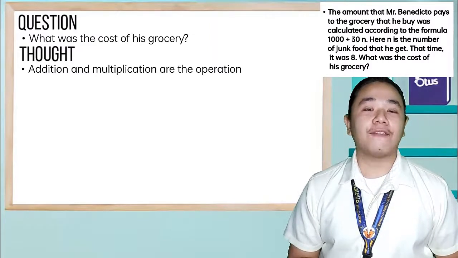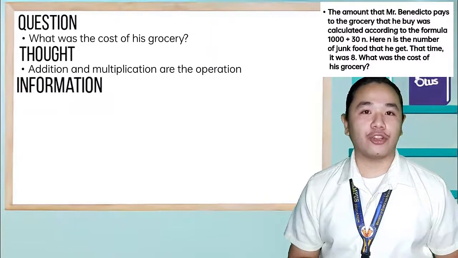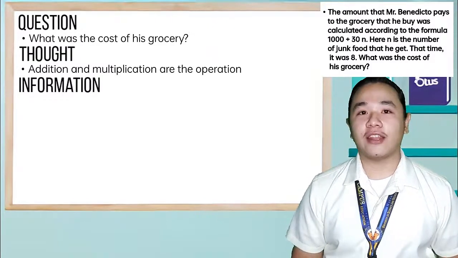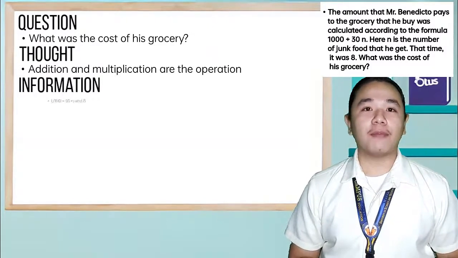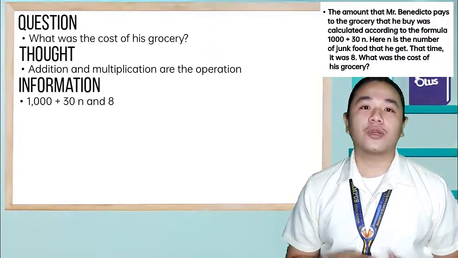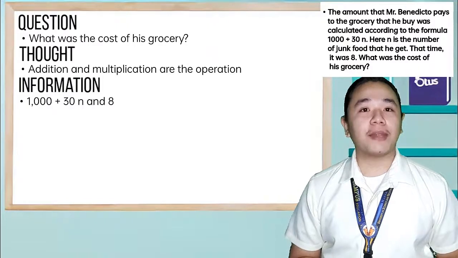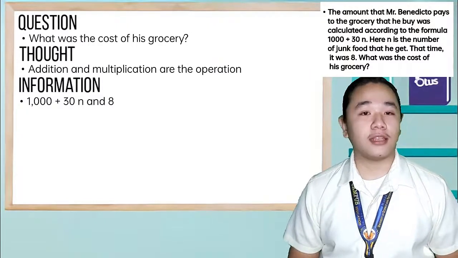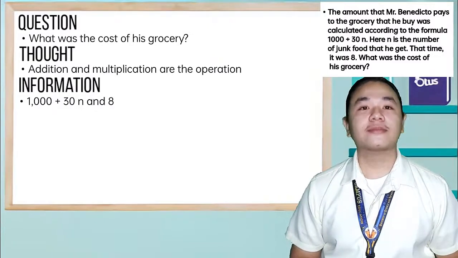Next, we have I, and that is information or the important information. To make it clear, that is the important given number. So here in our problem, the givens are 1000 plus 30n and 8. So class, if you encounter a word problem that has many numbers, you need to eliminate the unimportant numbers to make it easy. Is that clear?